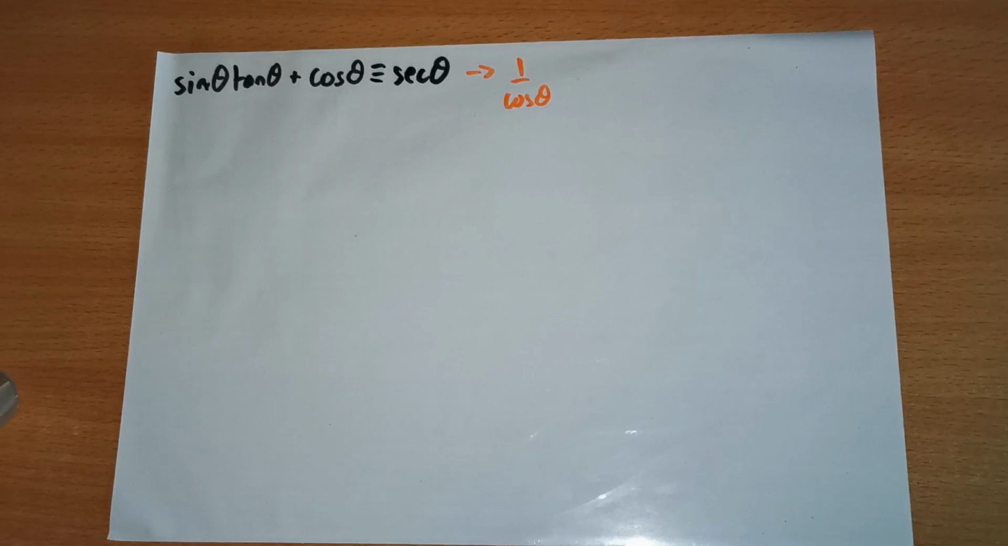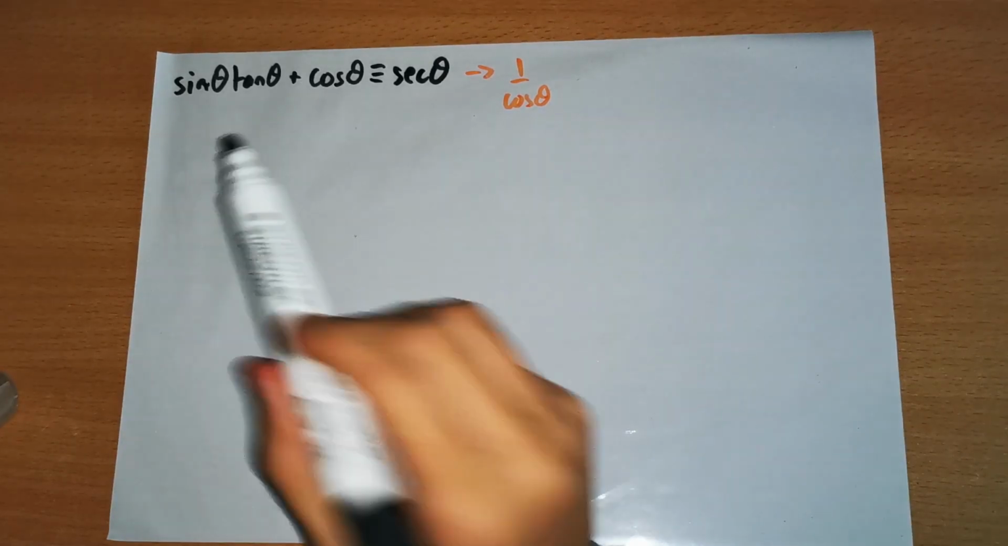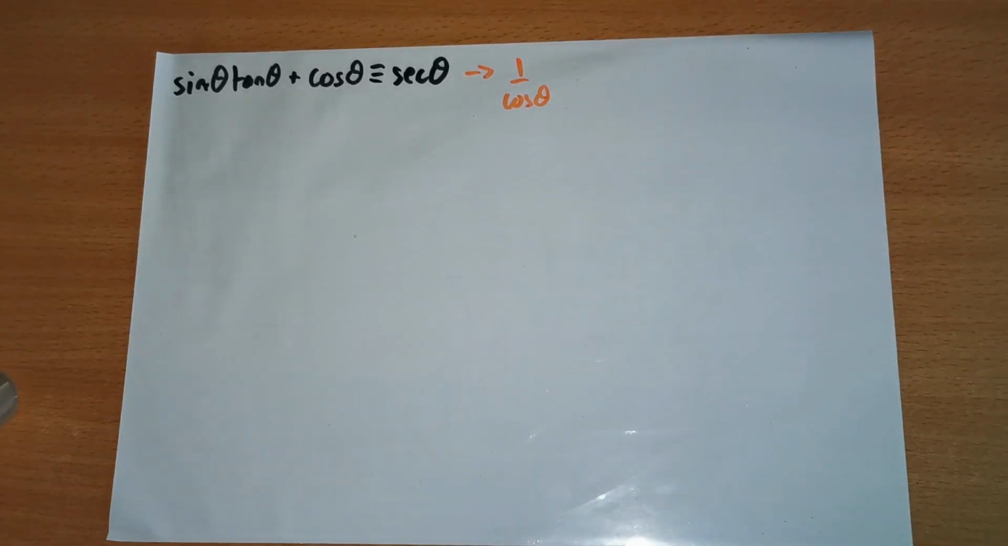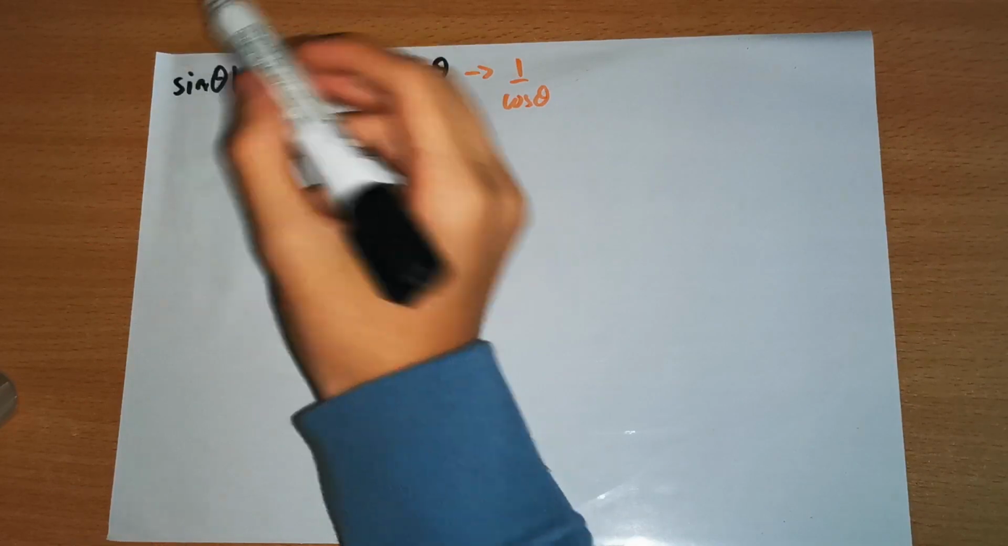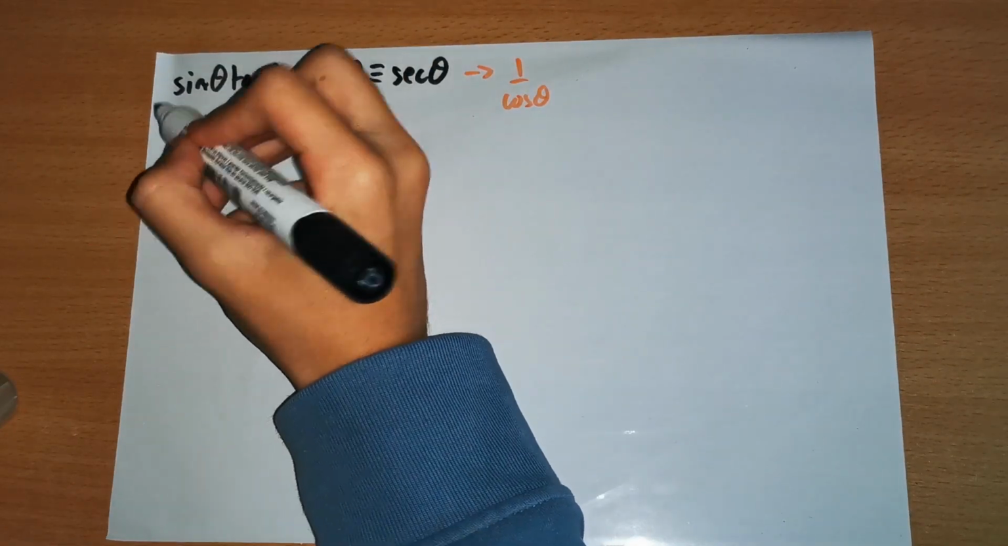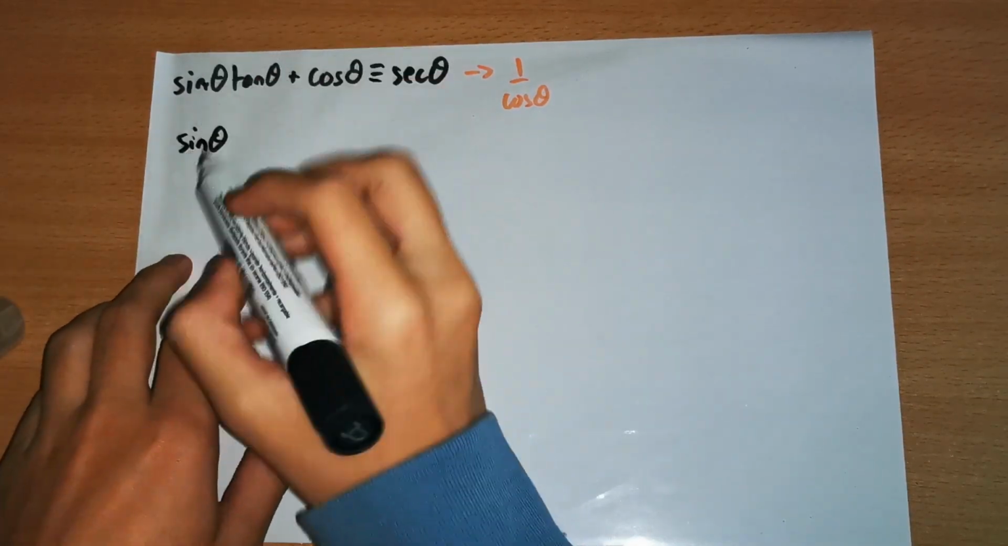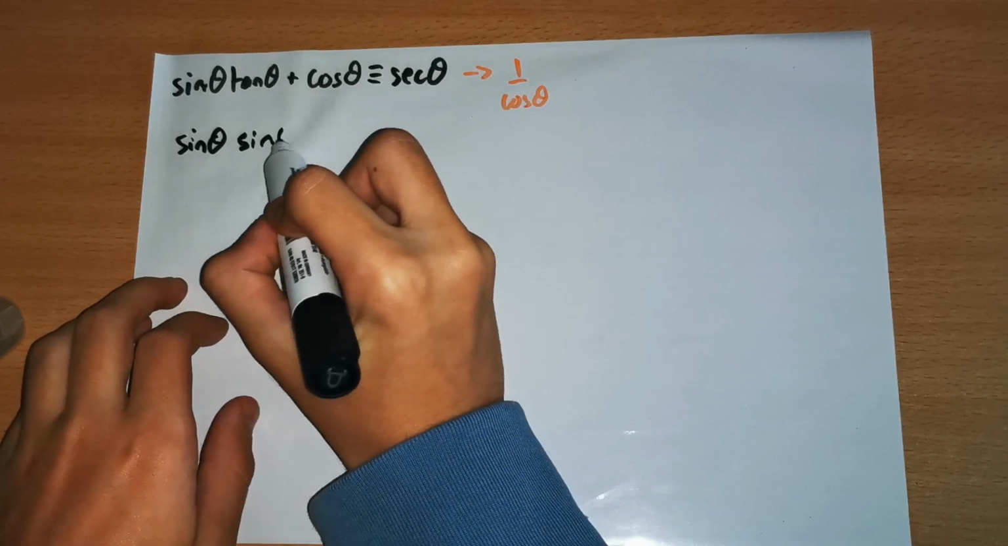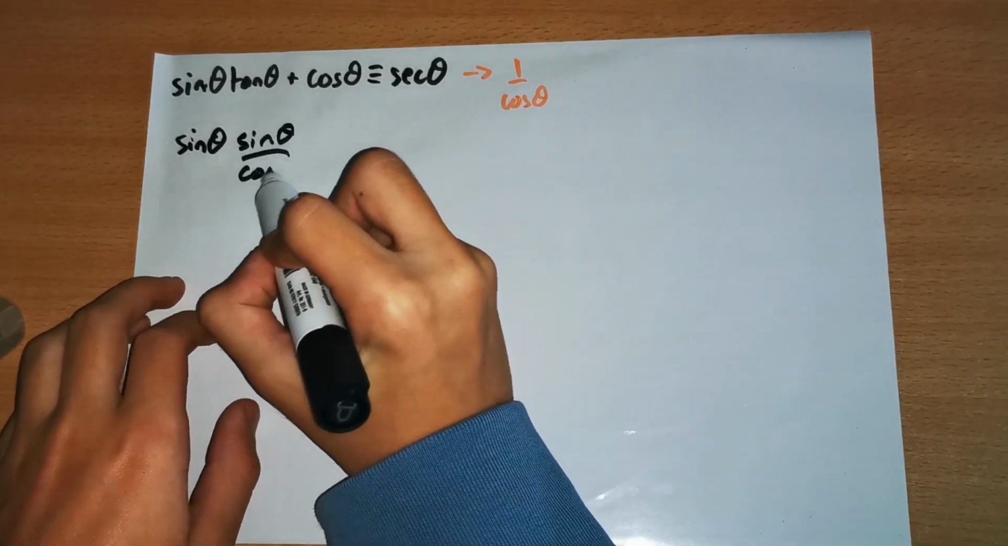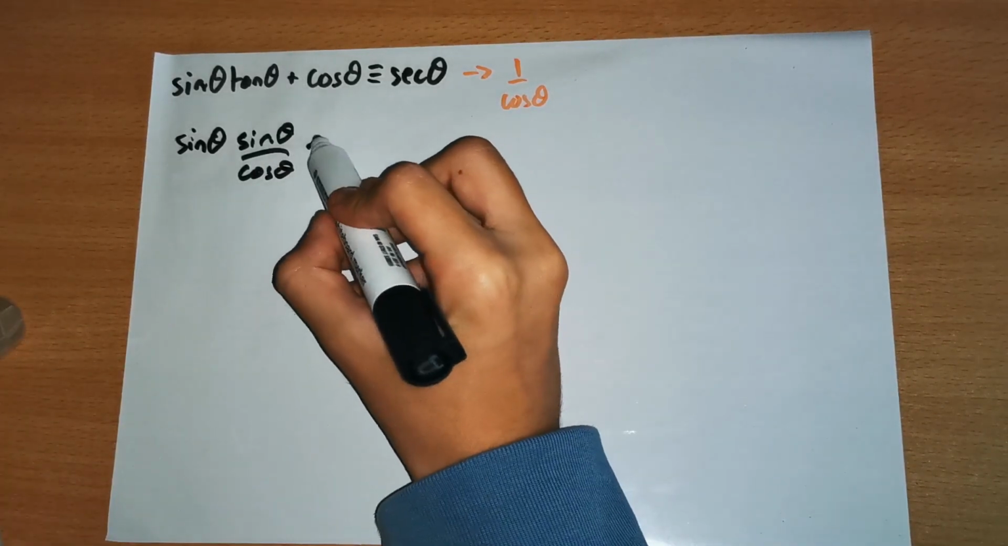I always start with the harder side. Sometimes you'll try one way and mess up and have to go the other way. That is perfectly okay. But I see a tan, and as soon as I see a tan, that rings alarm bells, because I'm going to rewrite sine theta tan theta as sine theta multiplied by sine theta over cos theta, because we know that is equal to tan theta, plus cos theta.